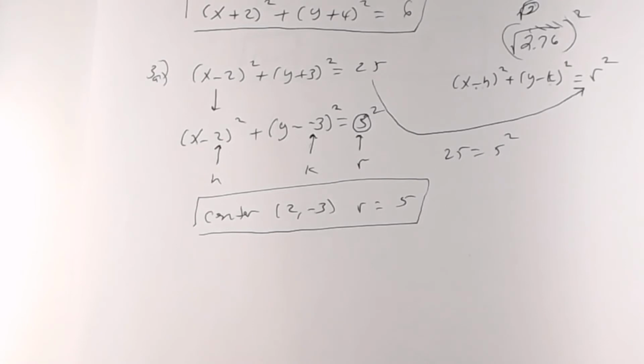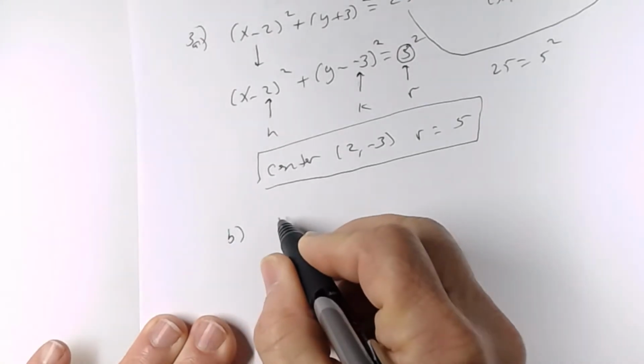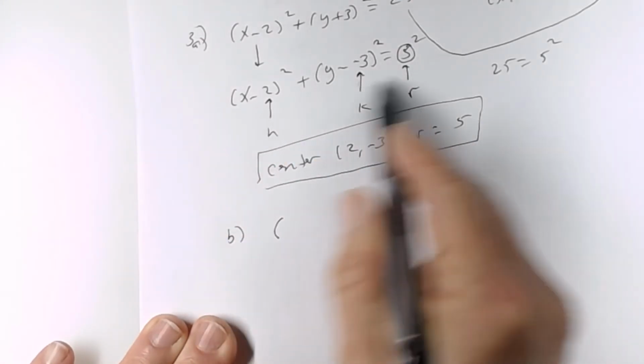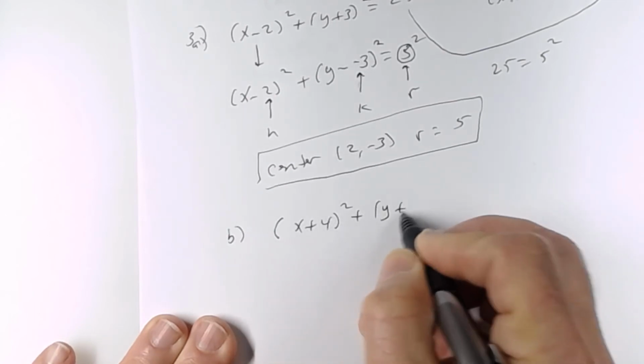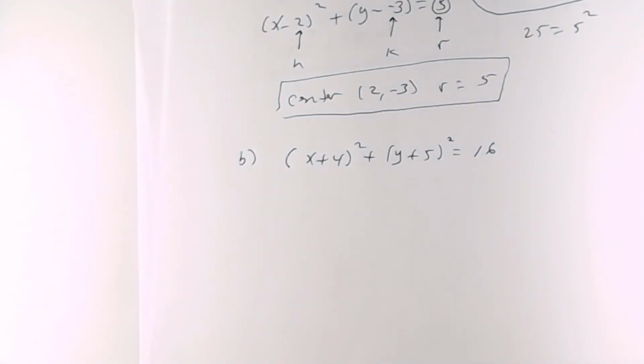So the same thing for b. You could tell me what the center and the radius is for b without doing what I just did. But if you need to, you do it. So it's (x + 4)² + (y + 5)² = 16. What's the center? -4, -5. Because x plus 4 means the same thing as saying x minus a -4. Because it's got to be written as x minus h, y minus k. So y plus 5 means the same thing as saying y minus a -5.